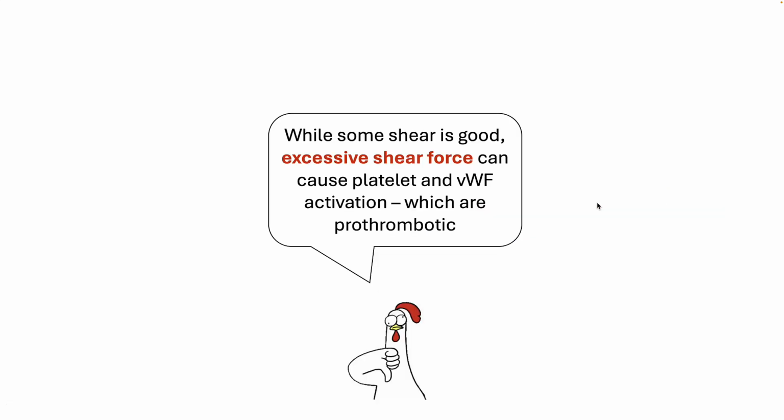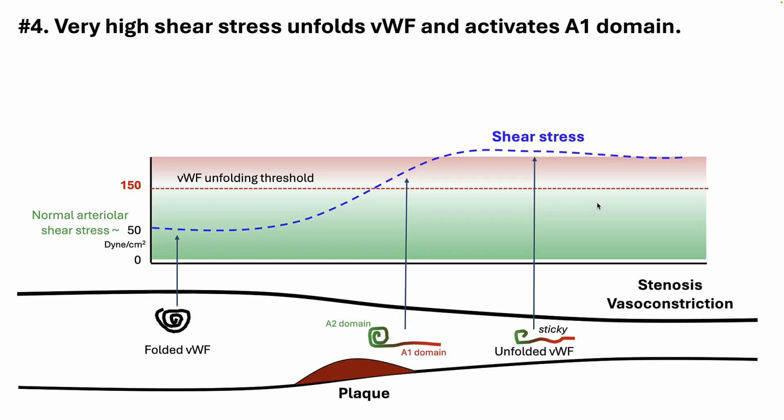TFPI is one of the molecules that gets activated by your extrinsic system and blunts the response of the extrinsic system. So while some shear is good, excessive shear force can cause platelet and von Willebrand factor activation, which are prothrombotic. Under normal arterial shear stress conditions, which is about 50 dynes per centimeter square, von Willebrand factor is in a folded state. If there is an increase in shear stress, as seen in stenosis, vasoconstriction, or plaque formation, it unfolds at a threshold of around 150 dynes per centimeter square, and it exposes its A1 domain, which is highly sticky.